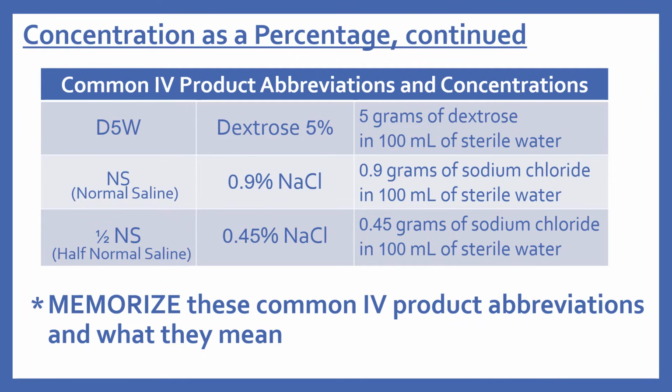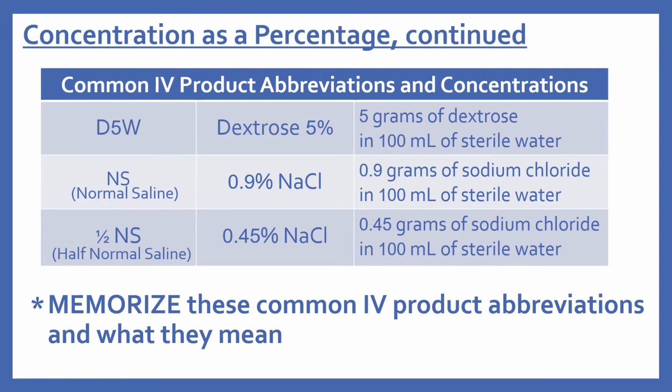And here are some common IV product abbreviations and concentrations. You'll want to memorize these and what they mean, because these are common abbreviations in pharmacy, especially in a hospital setting. So there's D5W, this means dextrose 5%. And this means that there are 5 grams of dextrose in 100 milliliters of sterile water.